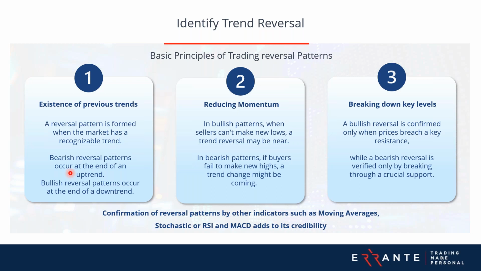Okay, let's start with rule number 1. This rule emphasizes the existence of a previous trend. A reversal pattern is credible only when it develops within the context of a pre-existing trend. So it is this trend that sets the stage for a potential shift in market dynamics. Bearish reversal patterns, for example, materialize at the conclusion of an uptrend, signaling an impending downturn. Conversely, bullish reversal patterns emerge at the terminus of a downtrend, heralding a possible upswing.